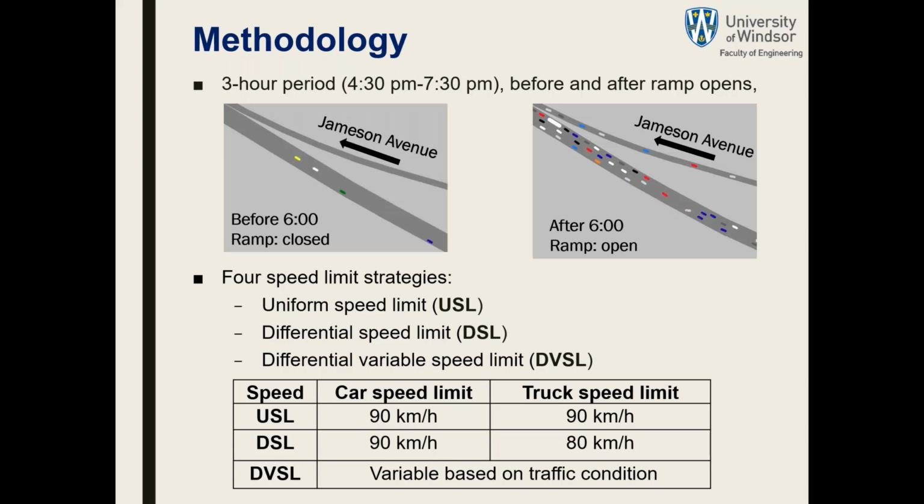So VISSIM was used to simulate the traffic on the studied freeway segment for about a 3-hour period from 4:30 p.m. to 7:30 p.m., before and after the ramp opens. Speed limit strategies have been tested here: the uniform speed limit, the differential speed limit, and differential variable speed limit. The uniform speed limit is 90 for cars and trucks, the same speed that is being used now. Differential speed limit is 90 kilometers per hour and 80 kilometers per hour, so a 10 kilometer difference. And the differential variable speed limit, where this algorithm that we will use changes the speed limits in real time based on the congestion level and truck percentage detected using the loop detectors.